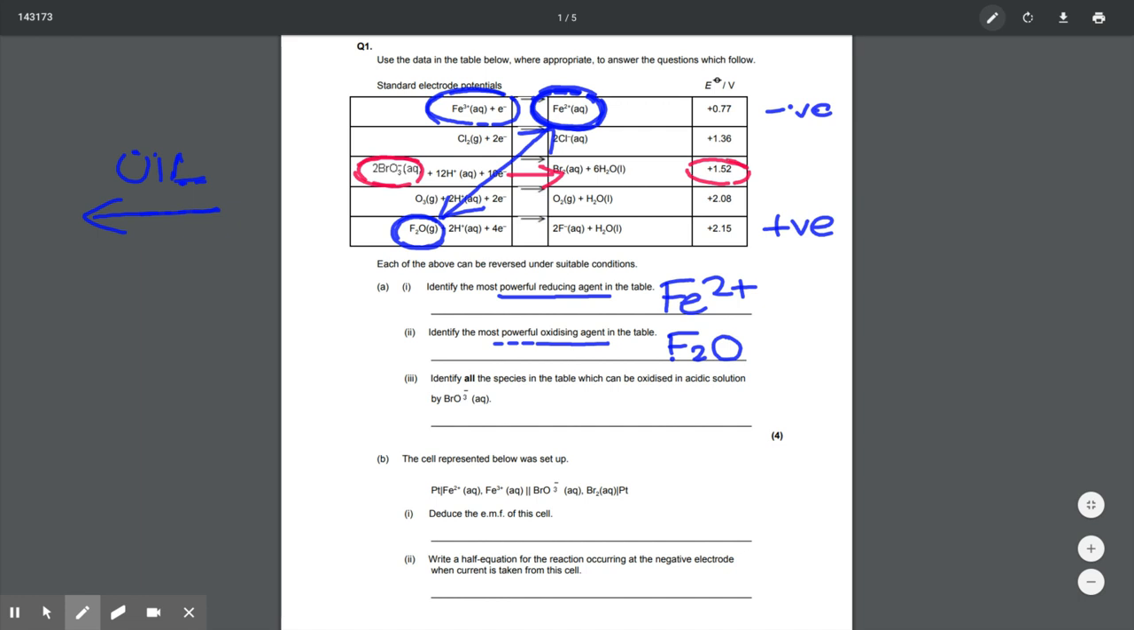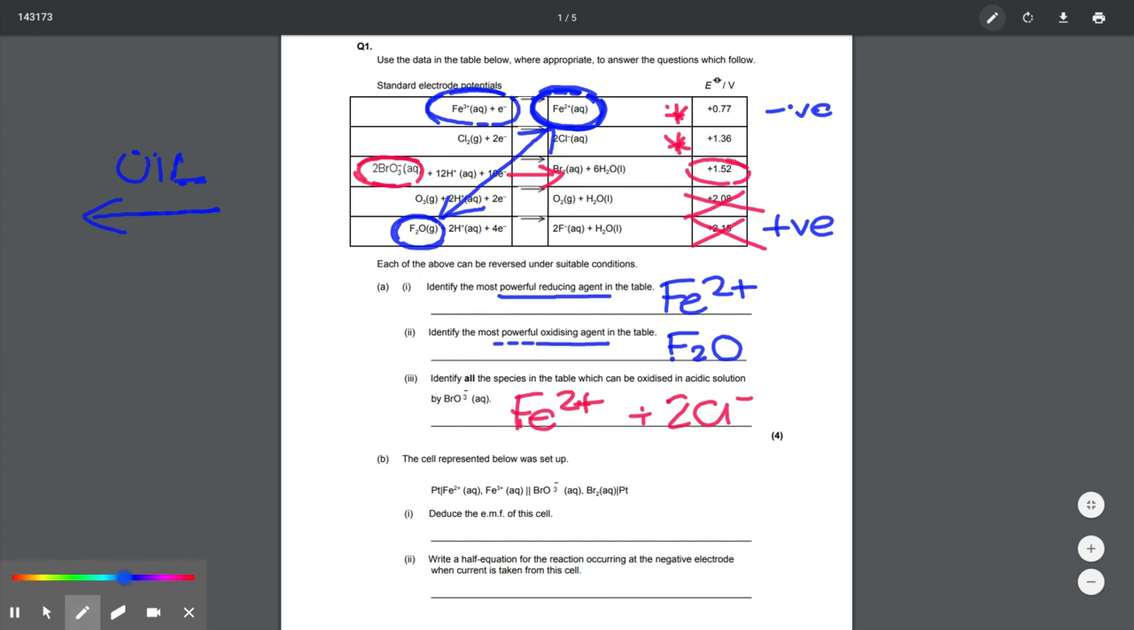Therefore, in order for that to go forwards, it must force in the reverse direction anything which has got a lesser voltage. So that's this one and also the one just underneath it there. These two are too powerful to be able to force backwards. So the only two species which can be oxidized in acidic conditions by the bromate ion are the iron 2 plus again, plus the chloride ions in the equation below.